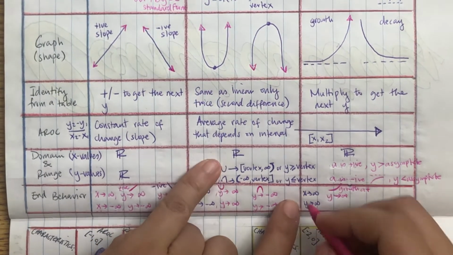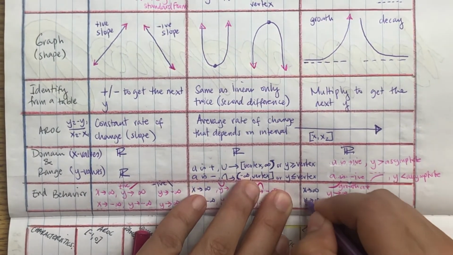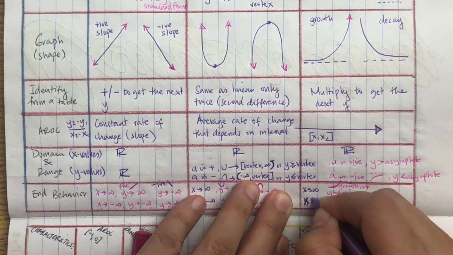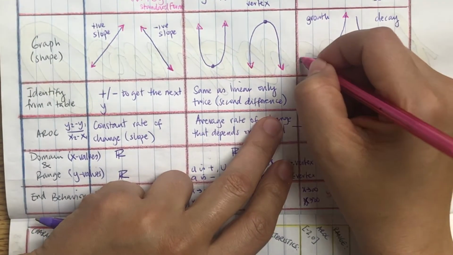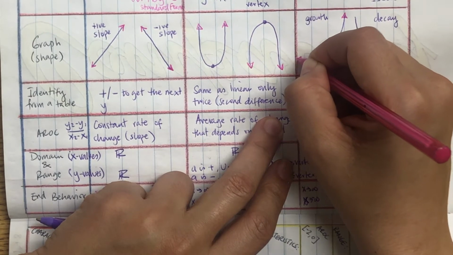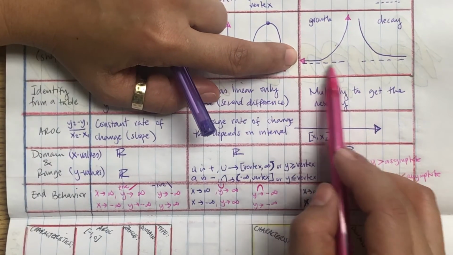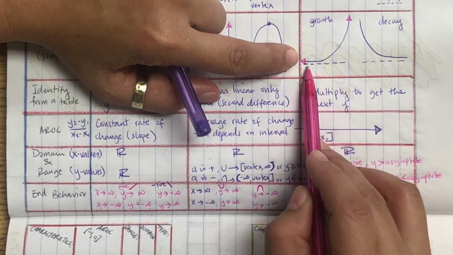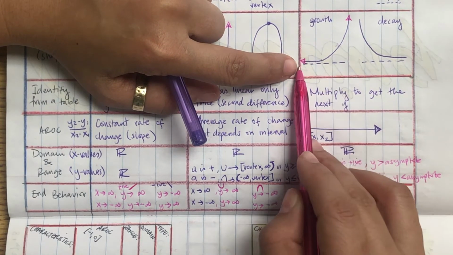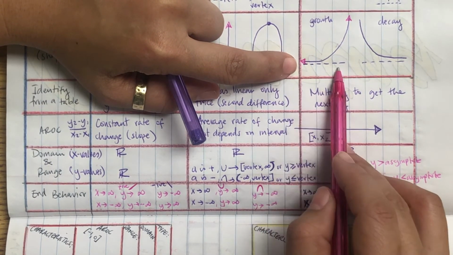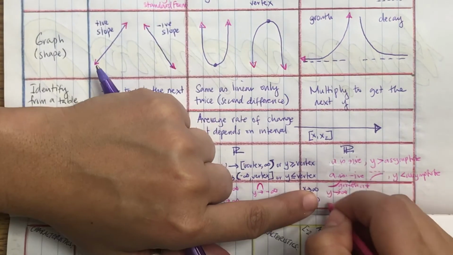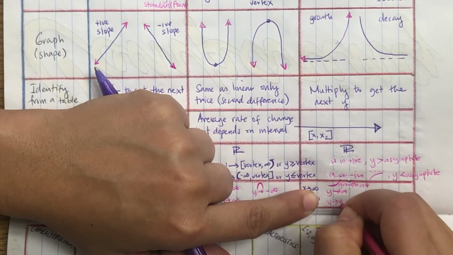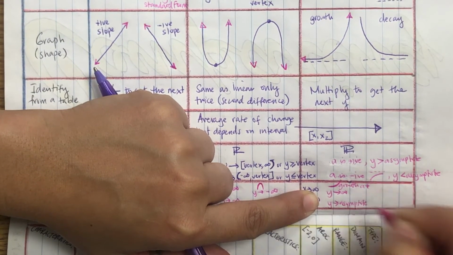As x goes to the left, so you draw an arrow on the left, where is that going? Now, you see it's getting really close to this line, but never touching it, so it's going to this line. What do we call this line? The asymptote. Okay, so y goes to the asymptote. This is a listening check, underline asymptote.